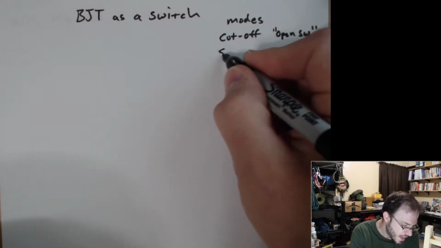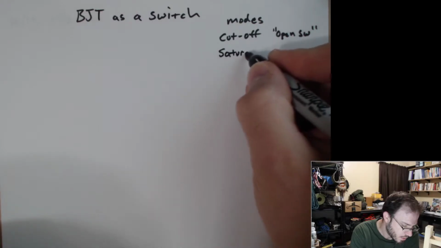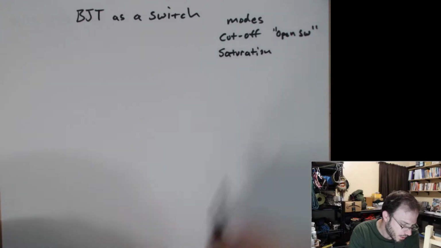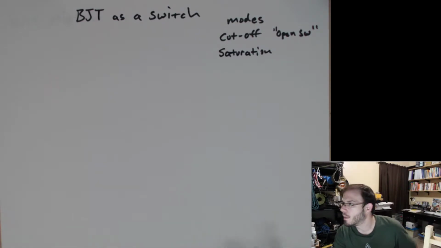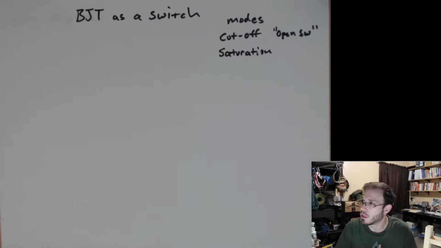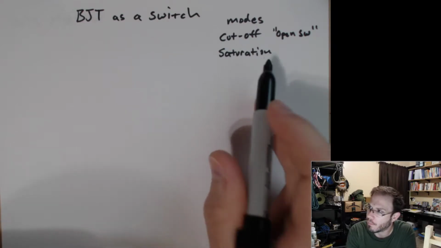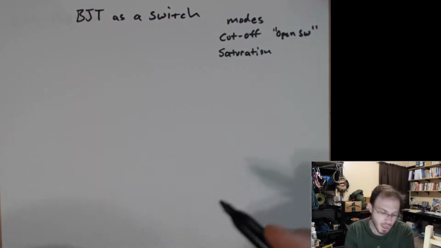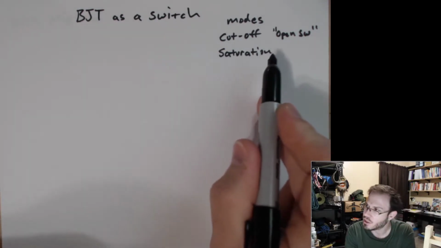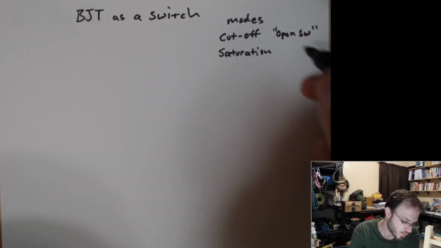And saturation, on the other side, the current is no longer dictated or controlled by the transistor. It was limited by that collector resistor. And so at that point, we have a fixed 0.2 volt drop between the collector and the emitter. And that essentially could be considered a closed switch.